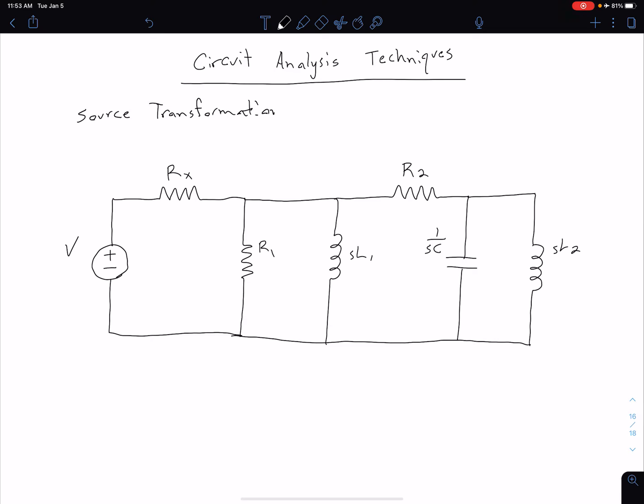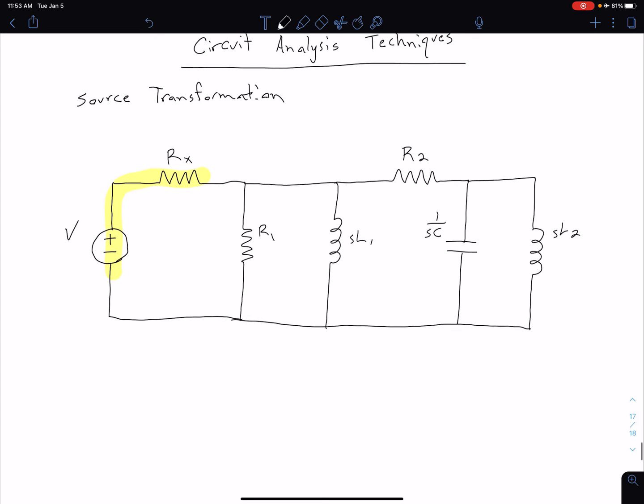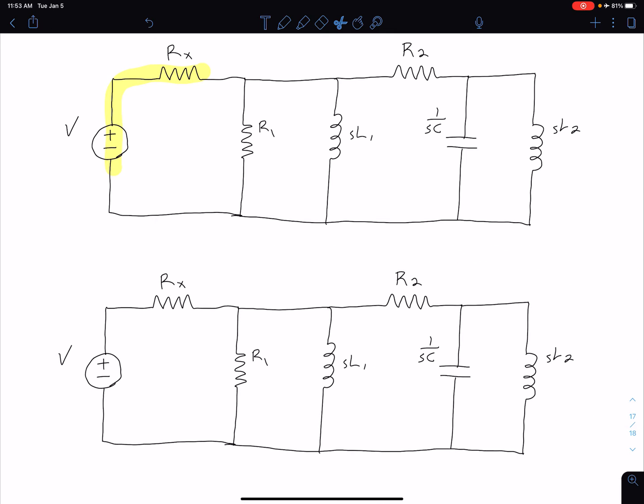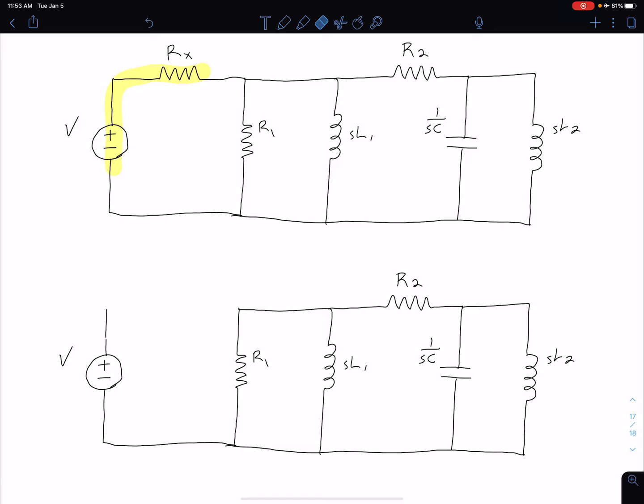And so essentially what source transformation allows us to do is take a voltage source in series with a resistor, as we have here, and convert that to a current source in parallel with the same resistance. So if we want to do a source transformation for this circuit, let me just copy our circuit here, and then let's get rid of this momentarily. So what we're going to do is replace this highlighted part with a current source, which is going to be in parallel with that same resistance. So here we have Rx, so again that resistance value is the same, and here we have a current I.